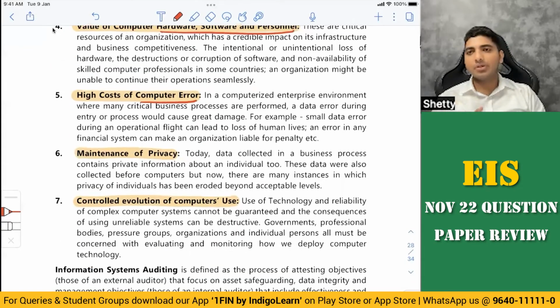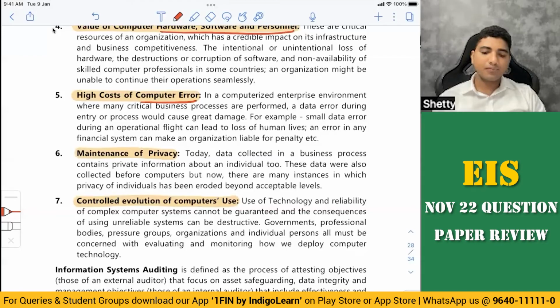Now, higher cost of computer error. The beauty of a computer is that if it is programmed correctly, it will be right every time. But if it is programmed incorrectly, it will be wrong every time. Even a small mistake will be repeated again and again and again. So in order to prevent that, you need to have controls in your organization.